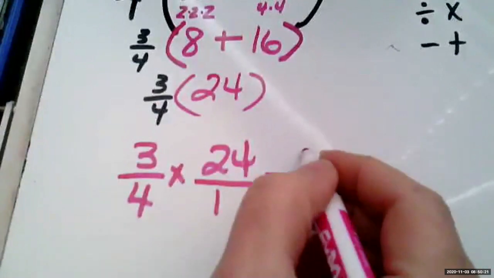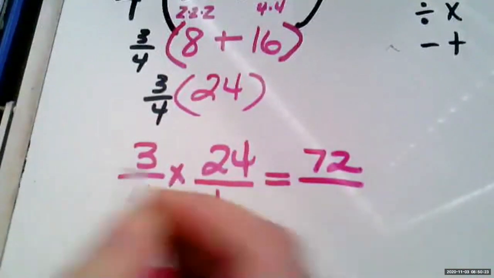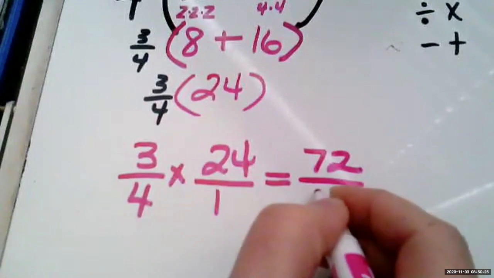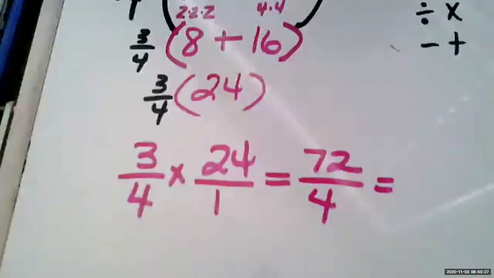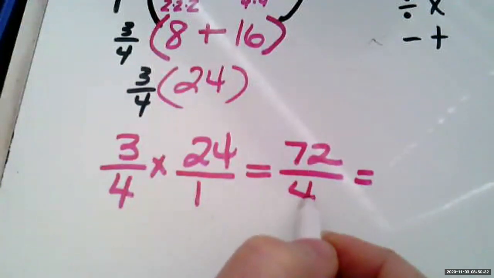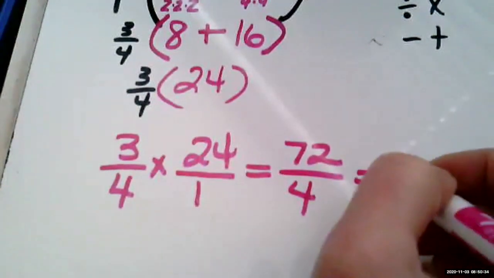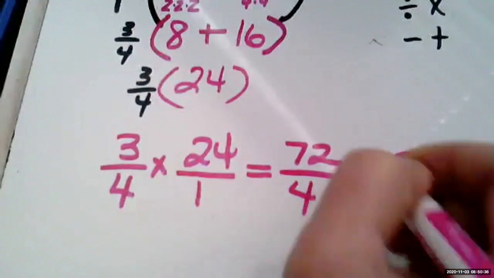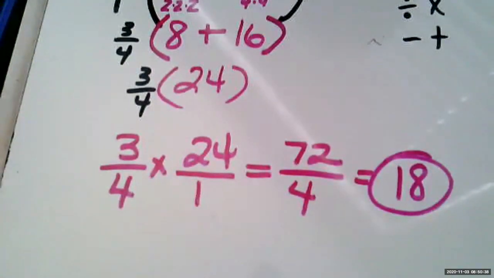So 3 times 24 is 72. And on the bottom, 4 times 1 is 4, which you would have to reduce by dividing 72 by 4. And that leaves you with 18. All right, final answer, 18. Yes, for those of you who got it.